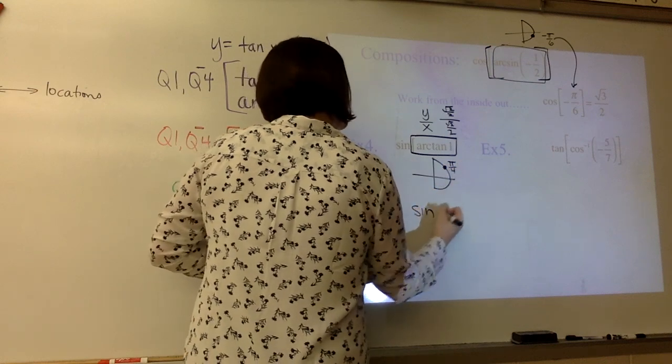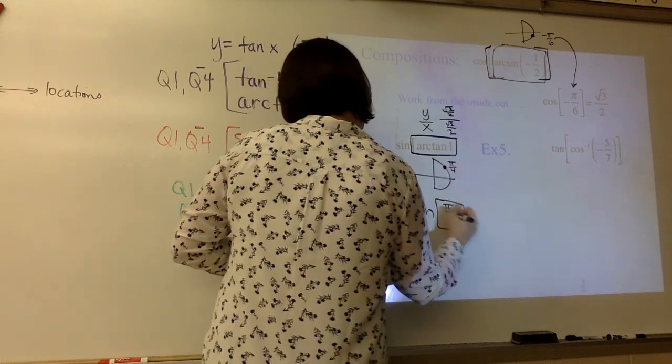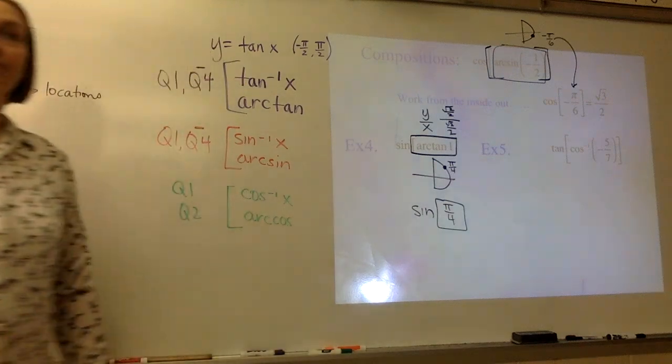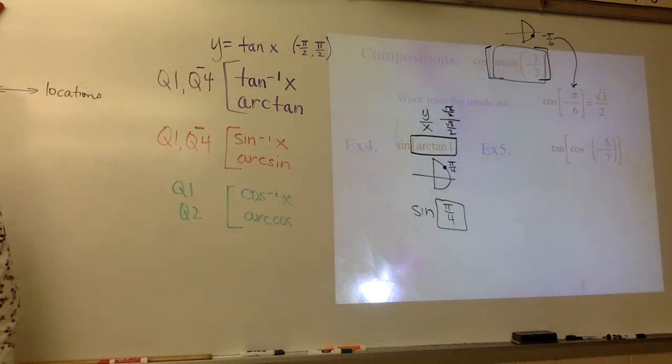So now what I want you to do is tell me the sine at pi over 4. Answer? Root 2 over 2.